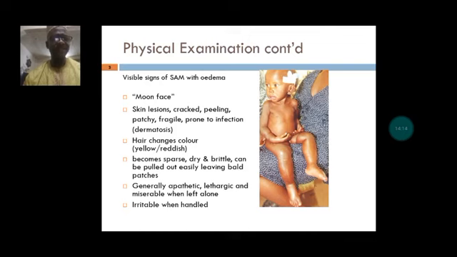Physical examination is as follows. In this case, the child is said to have kwashiorkor. It's also a case of severe acute malnutrition, this time with edema, that is, accumulation of fluid.